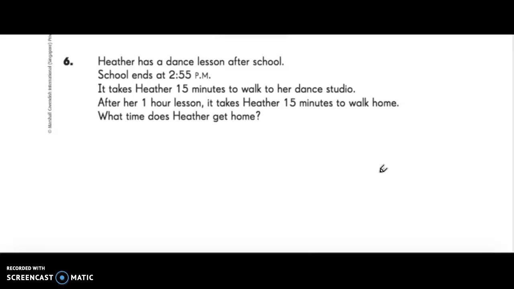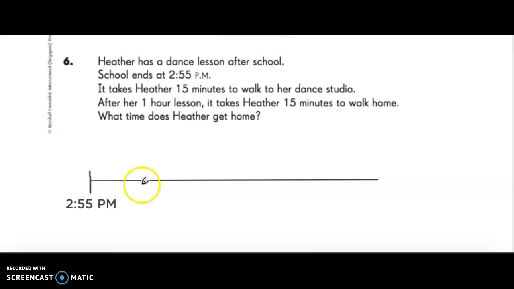Number 6, Heather has a dance lesson after school. School ends at 2:55 p.m. It takes Heather 15 minutes to walk to her dance studio. After her 1-hour lesson, it takes Heather 15 minutes to walk home. What time does Heather get home? So especially with all these jumps, we need to start with our timeline. So school is ending at 2:55. Now, although it says ends, this is not our end time. This is actually our start time because we want to know what time does she get home.